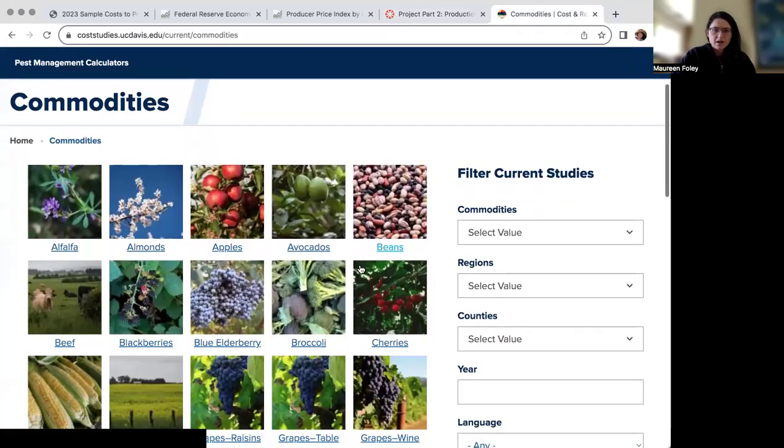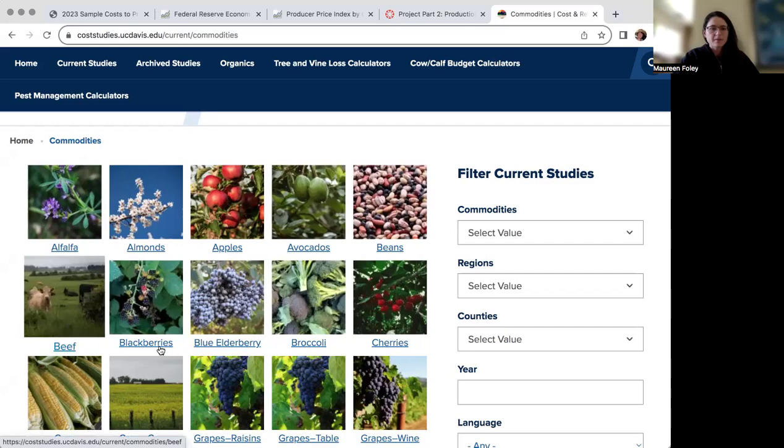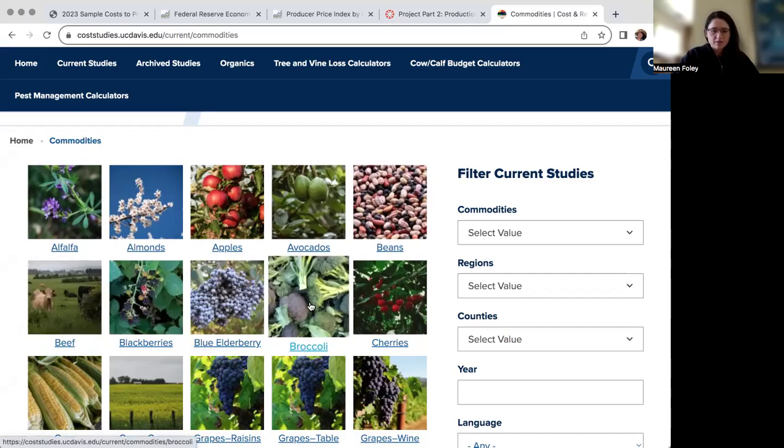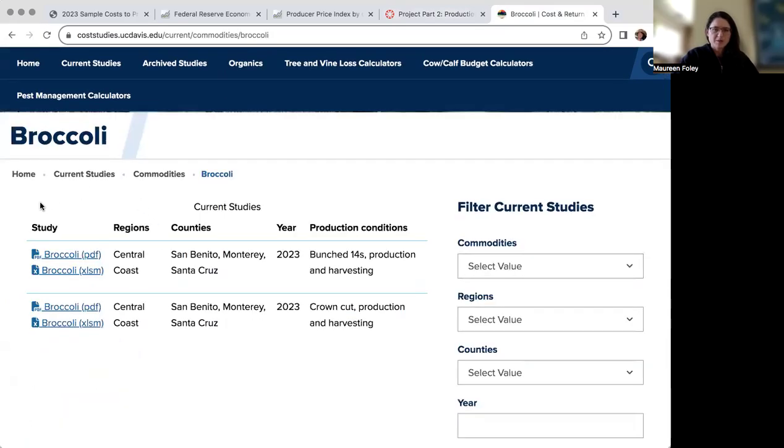So there's different links for each of the commodities, and I've checked that each of your commodities has a cost study associated with it. So you'll find your commodity here, click on the link, and we're going to do broccoli as an example today. So if I come here, I have several different options for my cost studies. Now, for some of you, I will put a note in the part 2 instructions. Depending on your crop, there might be a specific study that I want you to use for a certain reason, and I'll specify that.